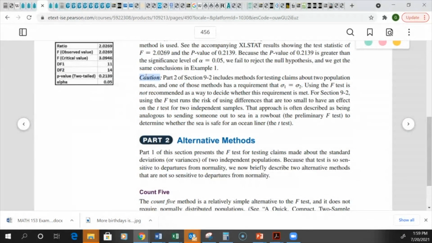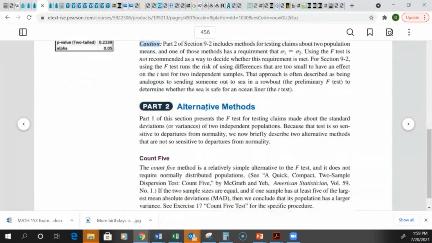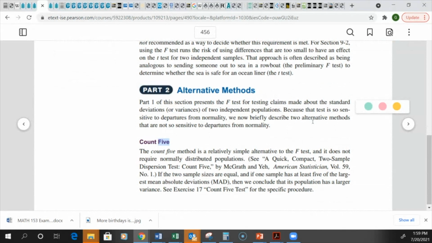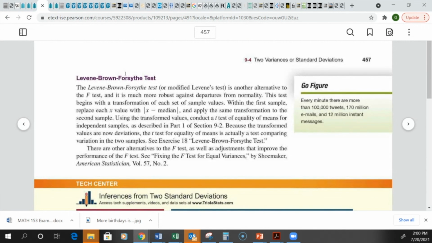I don't know if this is worth mentioning. It's not. Skip it. Alternative methods. So there are these really cool things you can do. And they're kind of cool and we don't do them. Ooh, the Levene-Brown-Forsythe test. I got to double check. 9.4. I think I've deleted it, but I've seen in the past where from semester to semester the problems will creep back in.